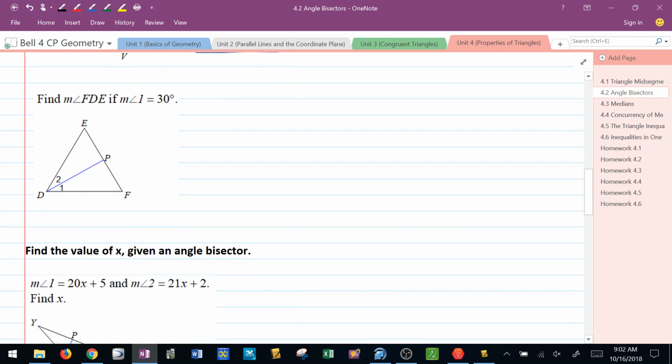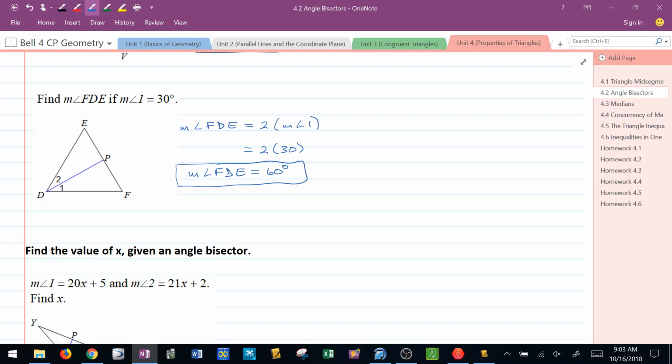Next scenario. Similar to the first, except now they want to know the big angle, FDE. Well, I know that the measure of angle FDE is equal to 2 times the measure of angle 1. I'm going to substitute 30 in for angle 1, so 2 times 30, or the measure of angle FDE is 60 degrees. All right, this is all true because that blue line in these pictures is what is called an angle bisector.